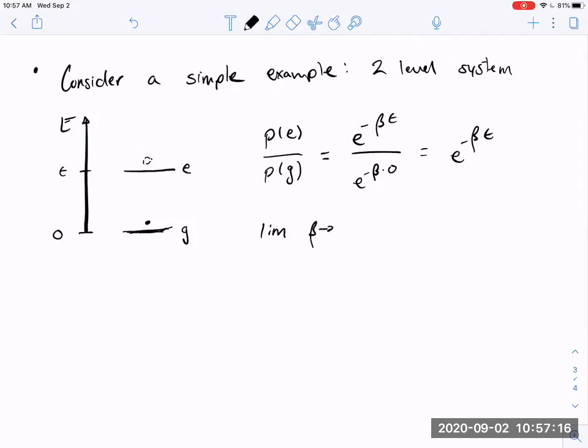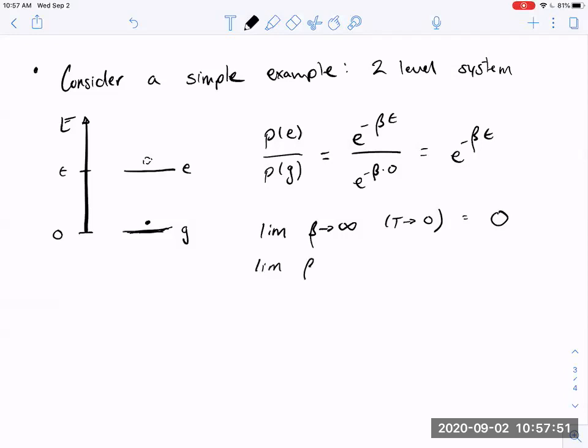As beta goes to infinity, which is the same as temperature going to 0, because beta is 1 over temperature. If beta goes to infinity, e to the minus infinity is just 0. So as we go to really low temperature, it is increasingly unlikely to find the system in the excited state relative to finding it in its ground state.